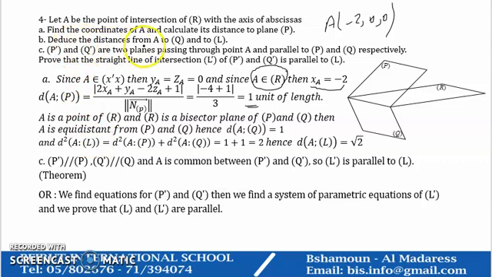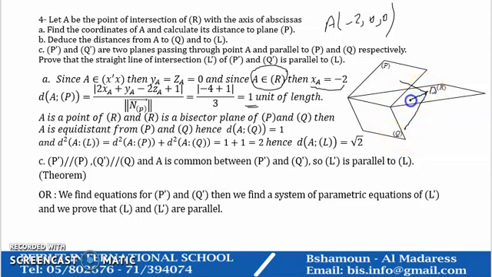Then they ask us to deduce the distance from A to Q. Of course, since A is in the plane R, and any point on the bisector plane is equidistant from the other two planes, the distance from A to P is the same as the distance from A to Q. So I can deduce that the distance from A to Q is also 1.